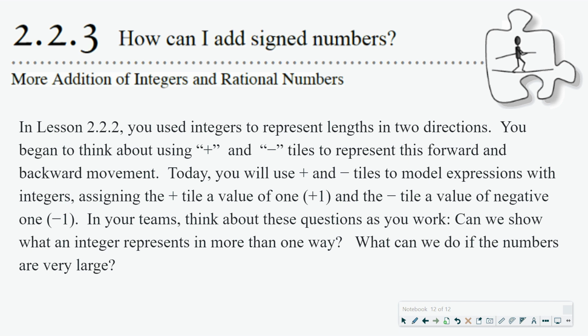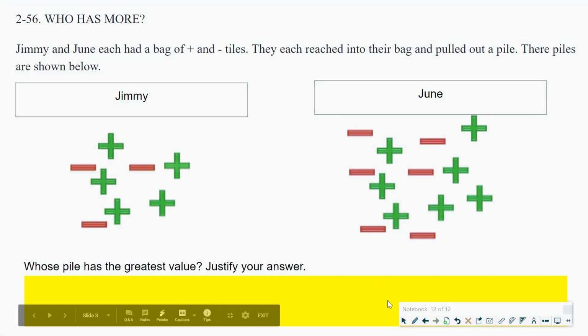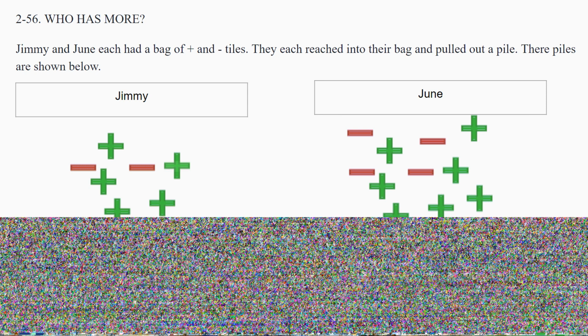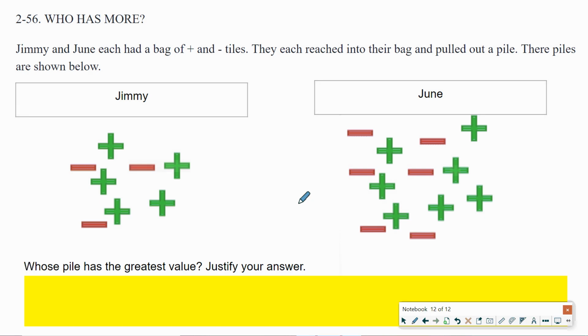Can we show what an integer represents in more than one way? What can we do if the numbers are very large? Okay, this first example says Jimmy and June each have a bag of plus and minus tiles. They reached into their bags and pulled out piles. Their piles are shown below. The question is, whose pile has the greatest value?